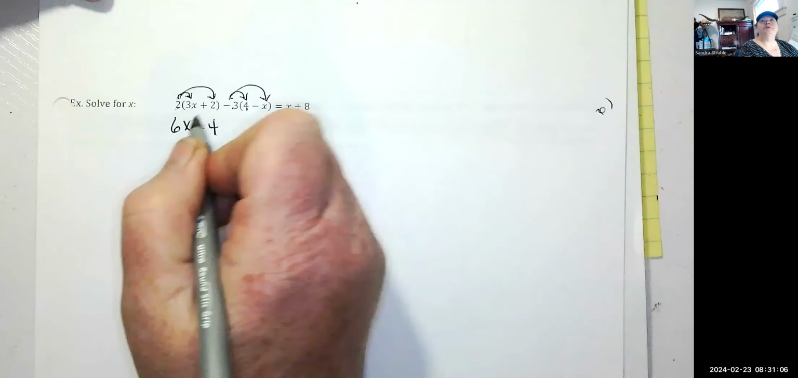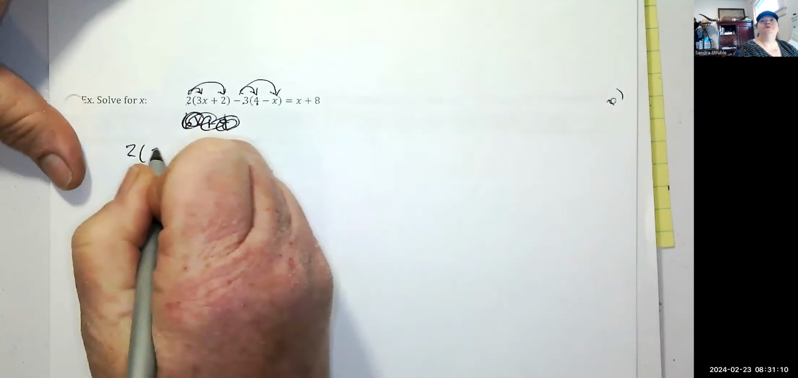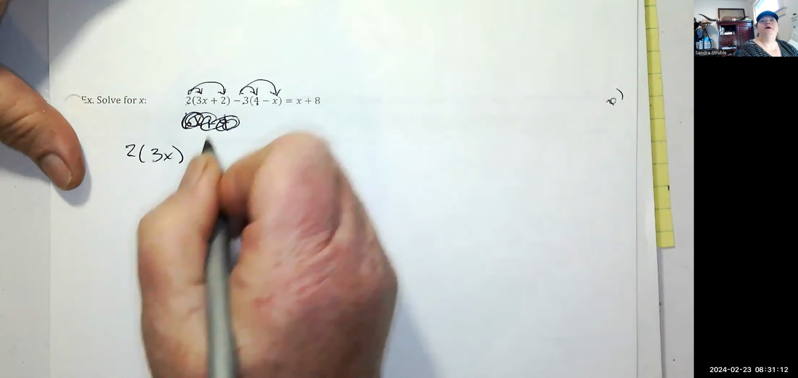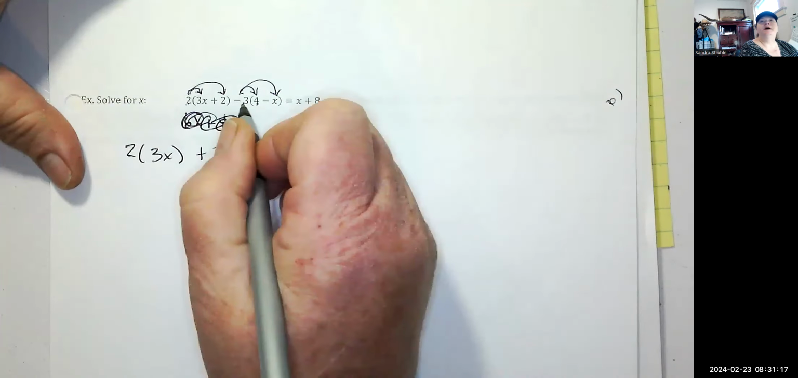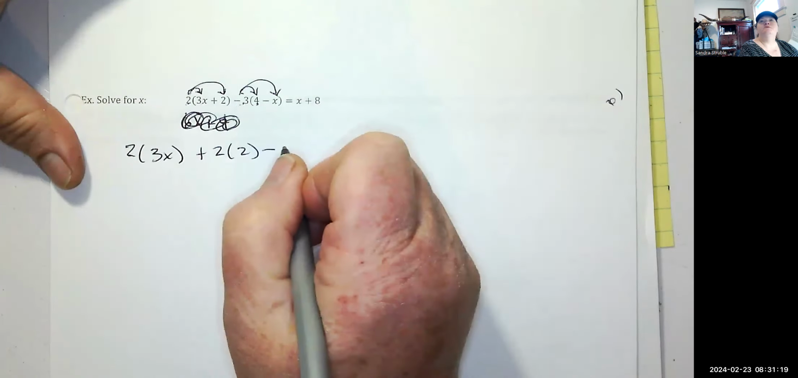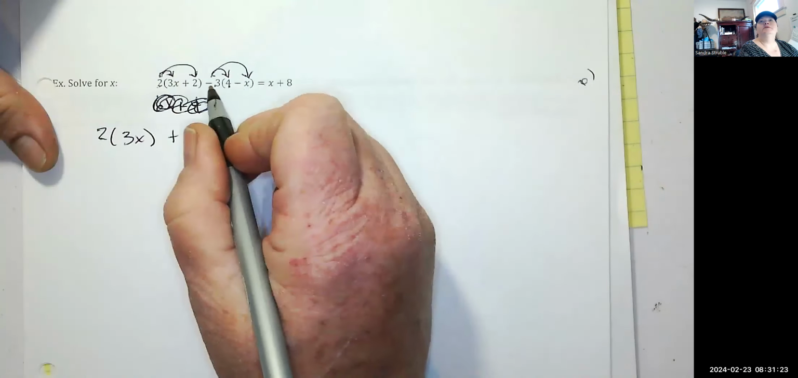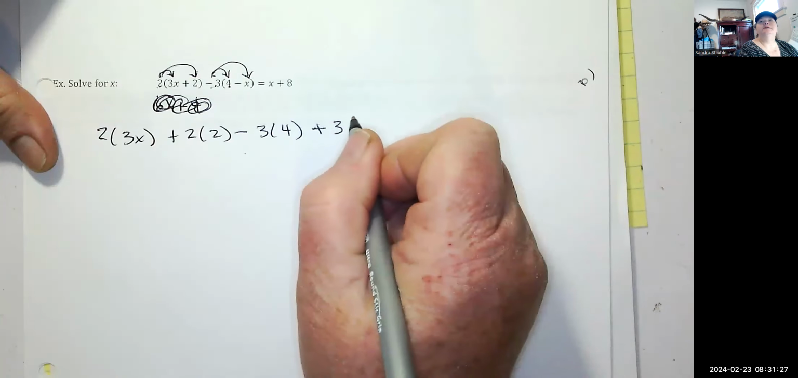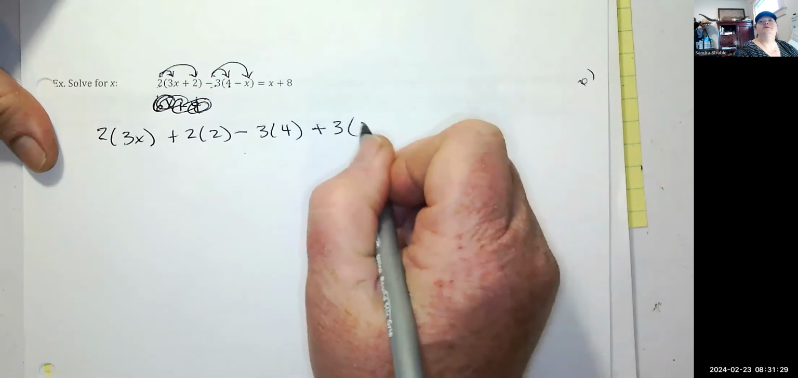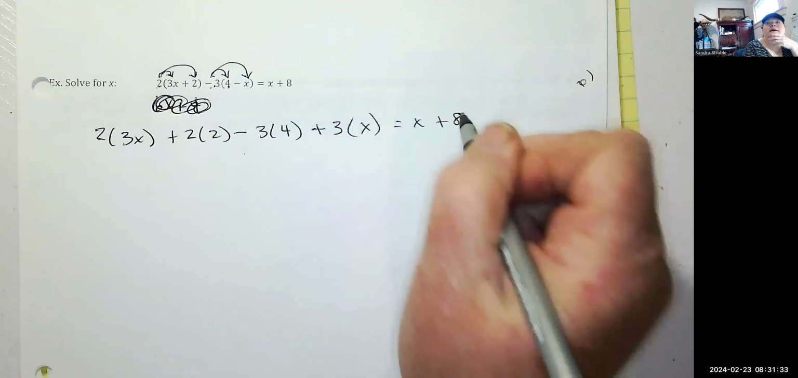You know what? I want to write this differently because people forget this. I want to write this so you can see it. 2 times 3x plus 2 times 2 minus 3 times 4. And then negative times negative is positive 3 times x equal to x plus 8.